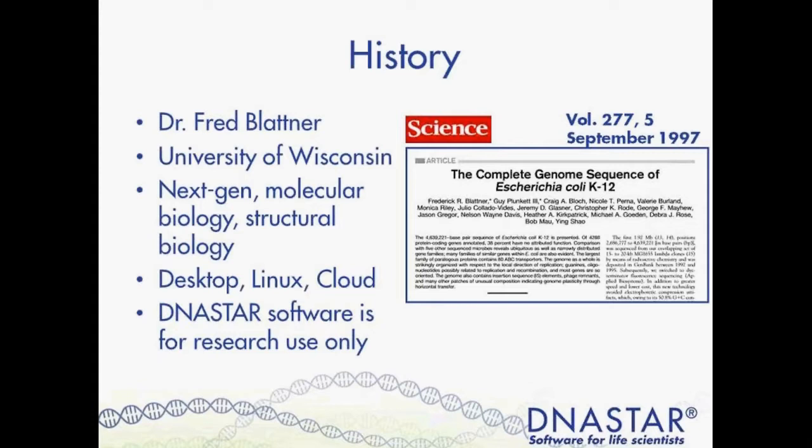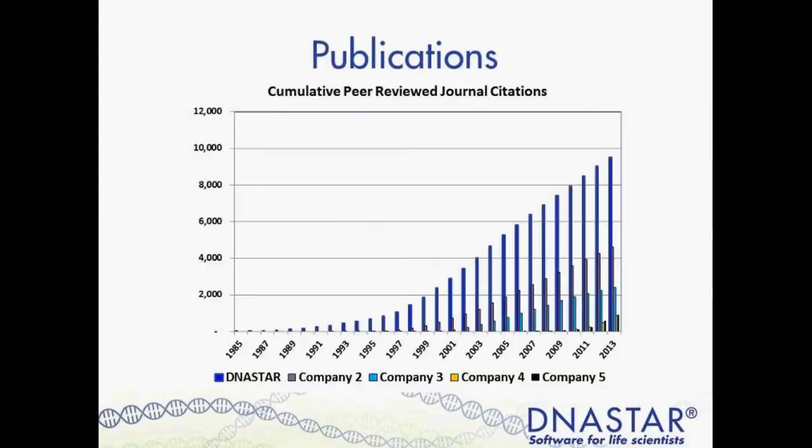Now, our products have long been established on the desktop computer, but are additionally available both on the Linux cluster or on the new DNASTAR cloud. As a note before we proceed with the webinar, our software is currently designed for research use only. Now, as we can see from this graph, DNASTAR is the leader in citations in peer-reviewed journals. For the past 30 years, more researchers have cited our software in scientific journals than any other commercial sequence analysis software available on the market today.